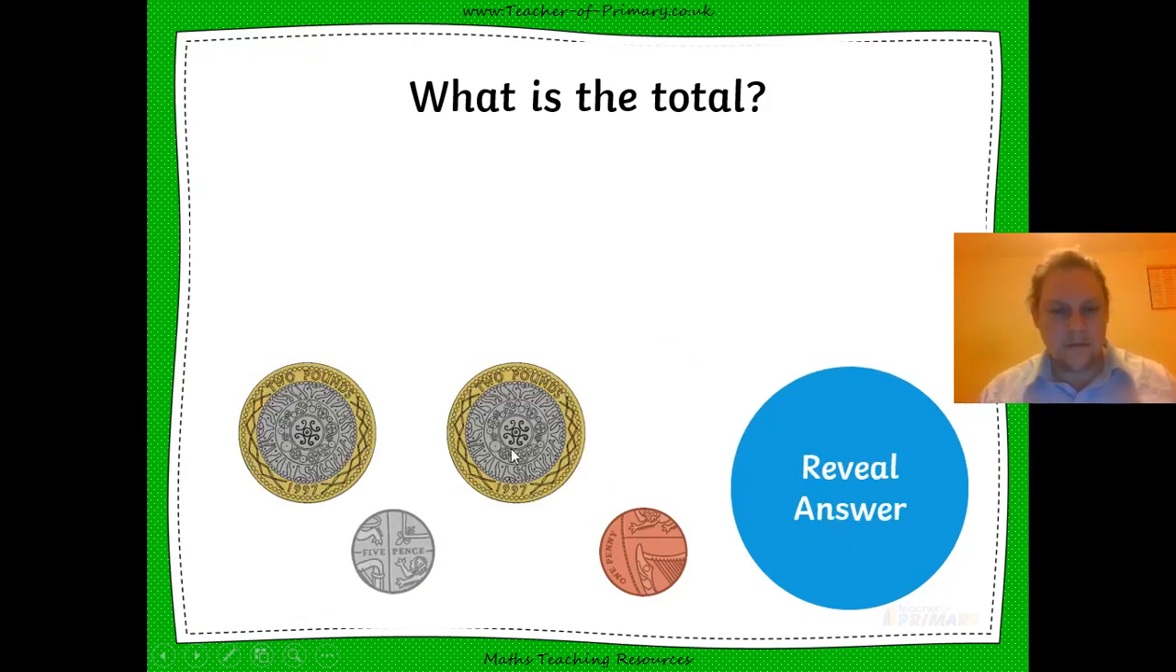Okay, what about this one? We've got £2 and £2 is £4, and then we've just got to add on our other little coins here. £4 and 5, 6p. £4 and 6p.